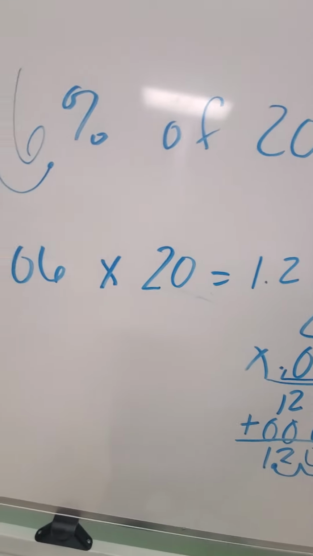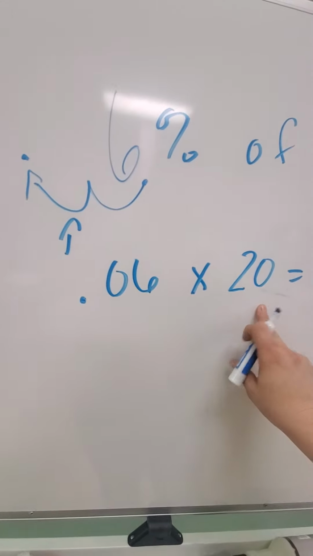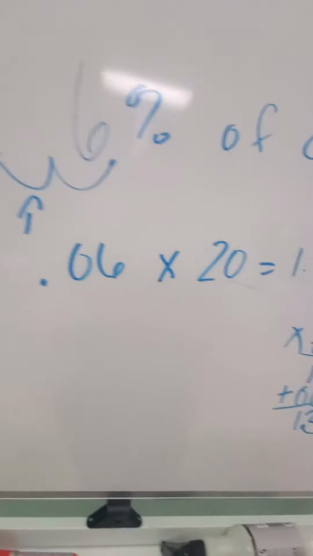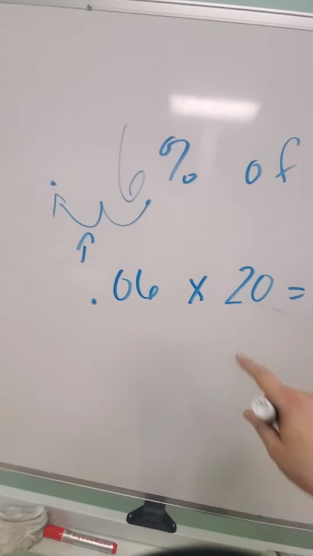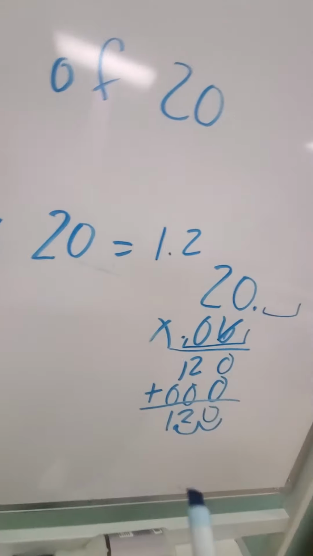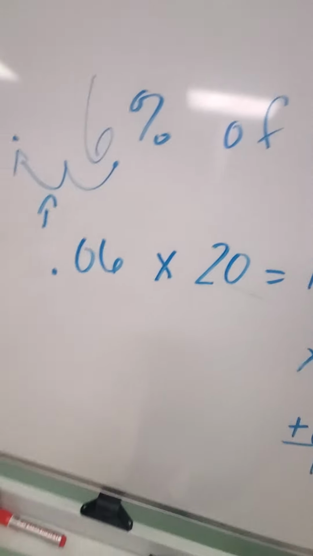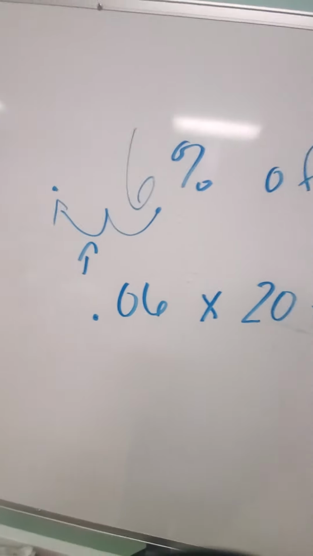Okay. Half of 20 would be 10. So a quarter of 20 would be 5. So this is less than that. That gives me an idea of whether I've moved my decimal to the right spot. Let's do one more.